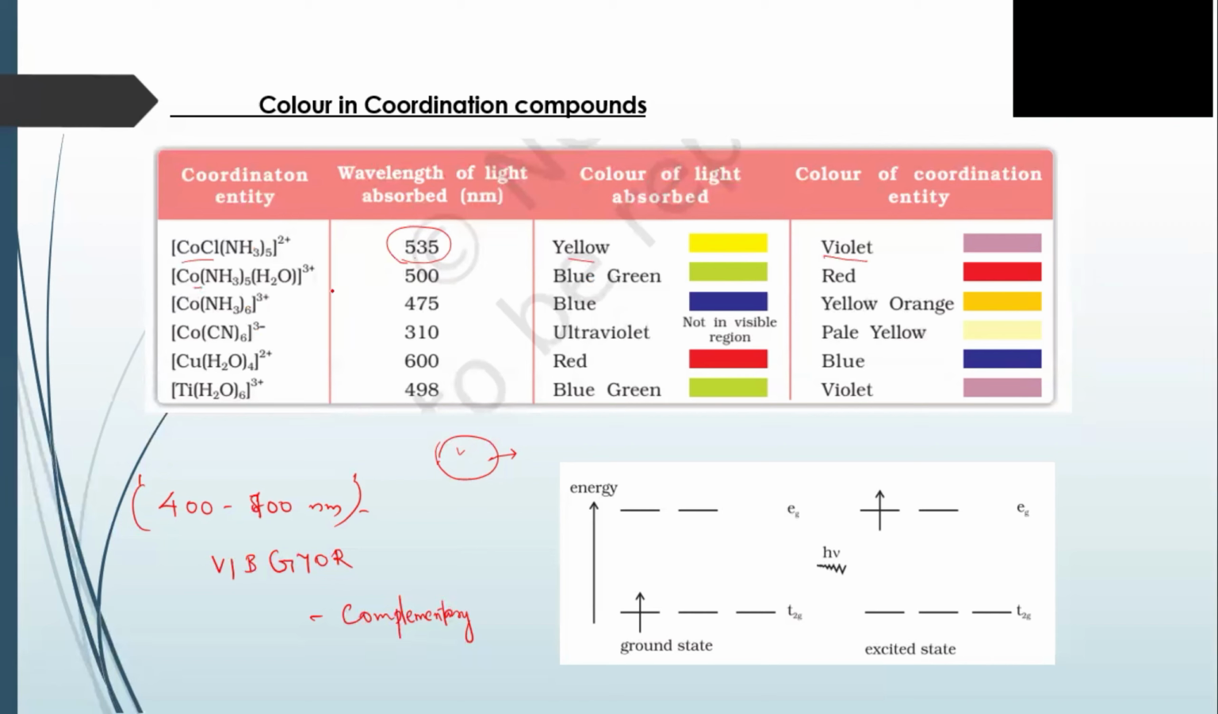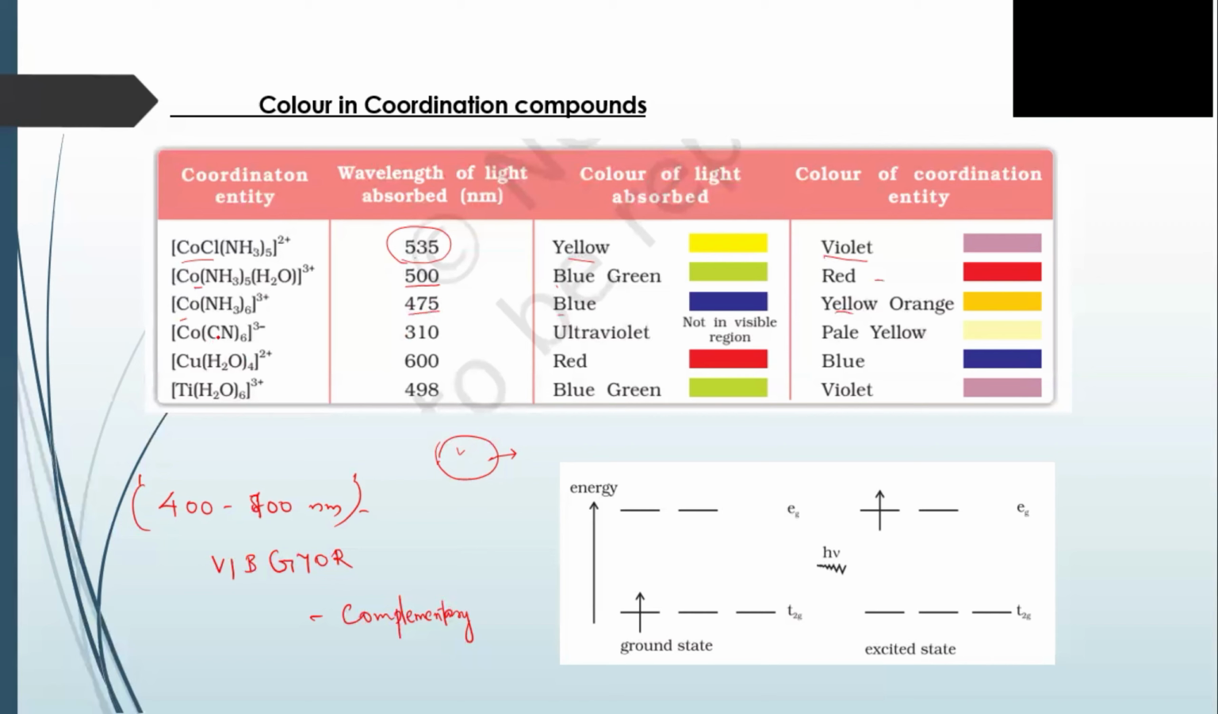This cobalt complex is absorbing radiation of the wavelength 500, and it appears red because the color corresponding to 500 nanometer is blue green, and the color complementary to this is red. Similarly, the color of the hexaammine cobalt complex is yellow orange because it absorbs blue visible radiation at a wavelength of 475.